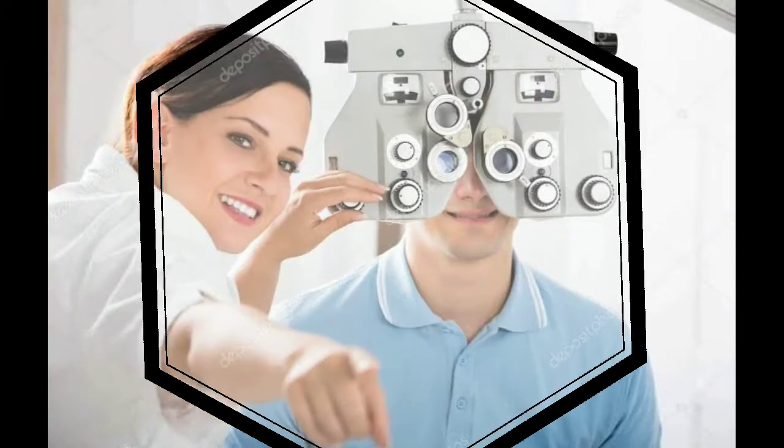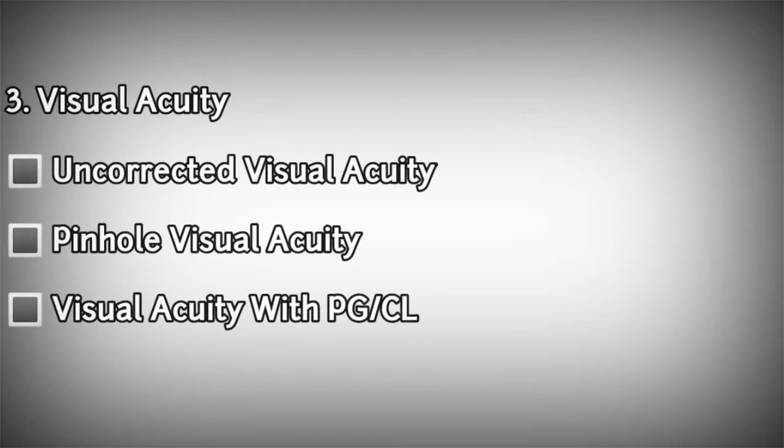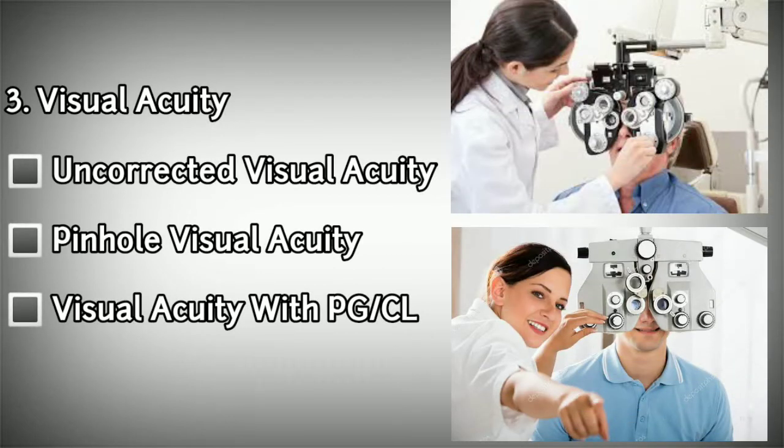The third step is visual acuity. In this section, we must record 3 visual acuities. The first one is uncorrected visual acuity, the second one is pinhole visual acuity, and the third one is visual acuity with PG or correction.